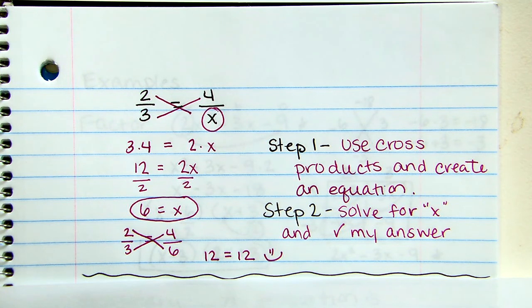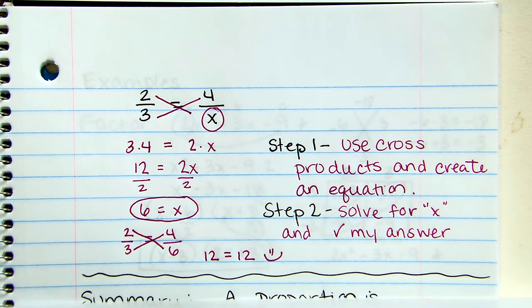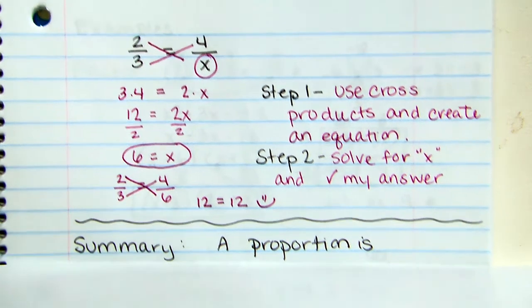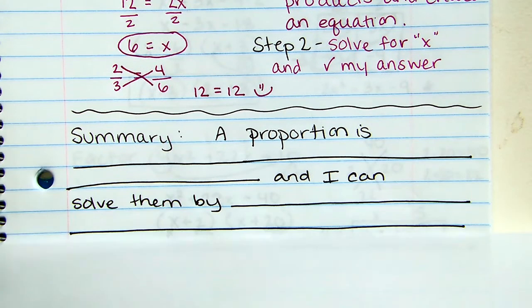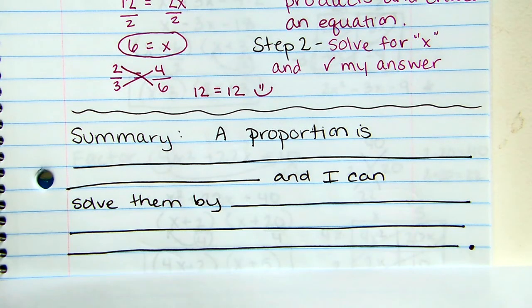Now, before we close things up today, I'd like to go ahead and begin by answering our summary. In this summary, I've given you what's called a sentence frame. I've given you a clue of how to start it, so this way we can answer our essential question. Our question for today is, a proportion is blank. Please tell me what a proportion is. And I can solve them by, please tell me how you can solve them.